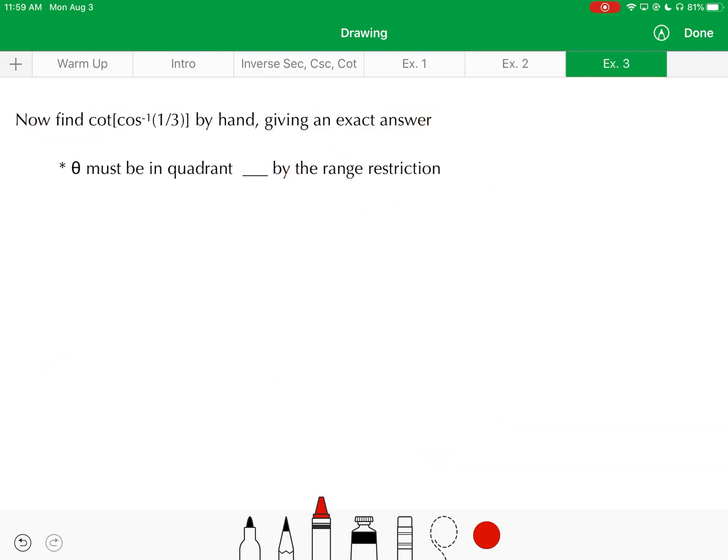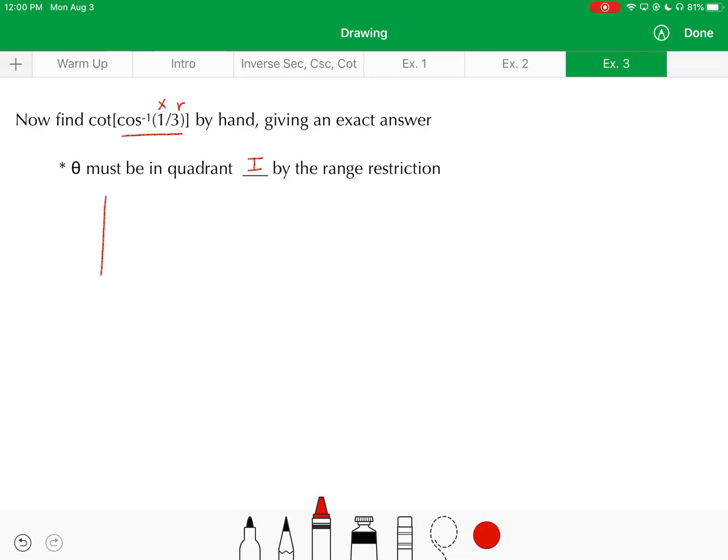All right, last example. Find cotangent of inverse cosine of 1/3 by hand, giving an exact answer. So here's a composition of functions. Let's start on the inside first. Inverse cosine of 1/3 is going to yield an angle. The 1 here is an x. The 3 is an r. I can tell you this is going to yield a first quadrant angle since that is positive 1/3.